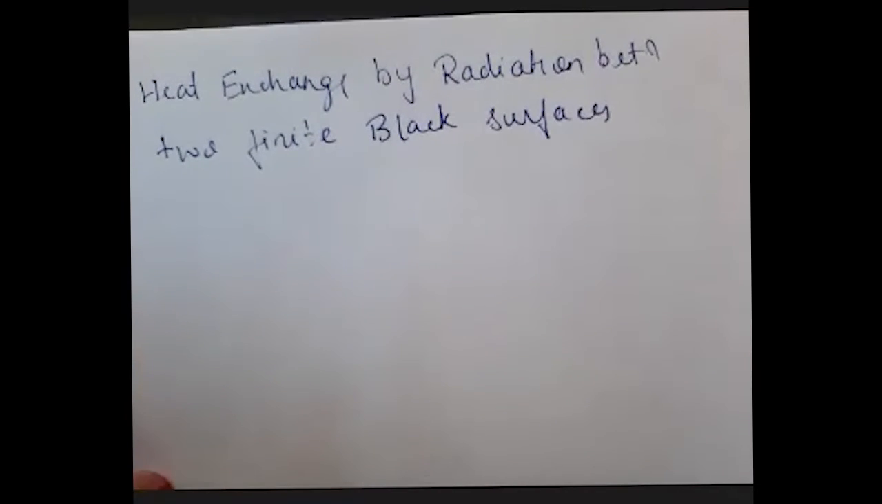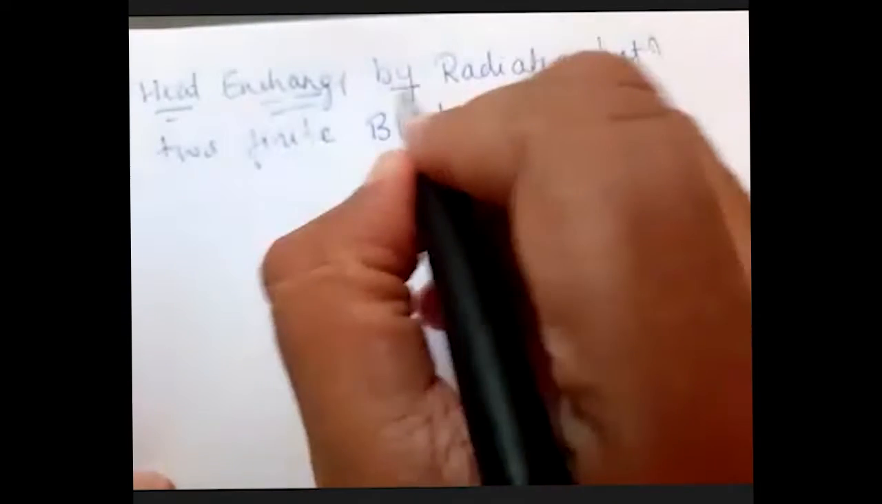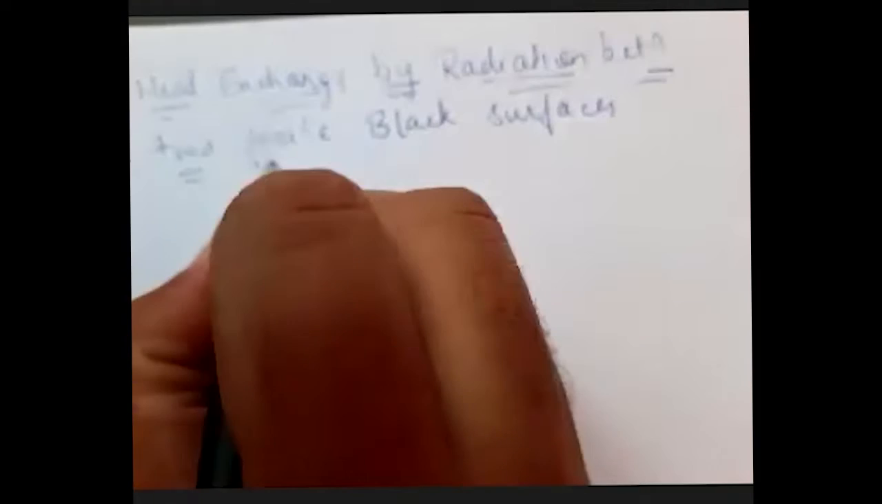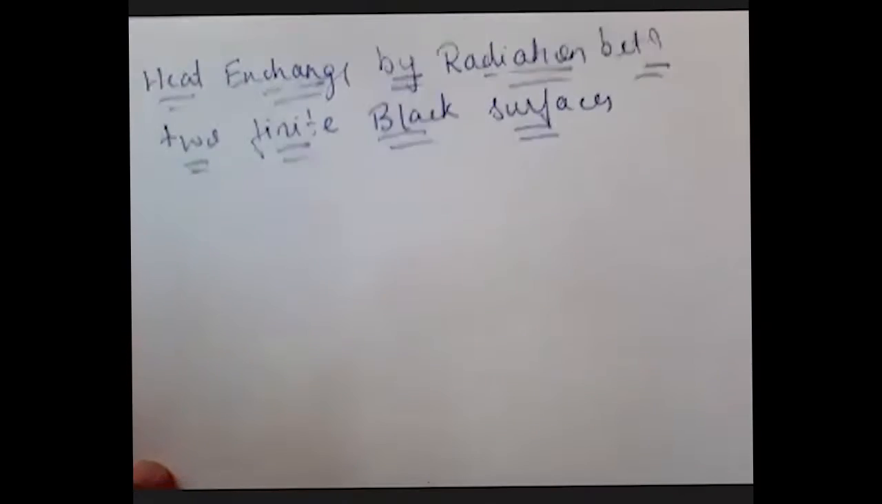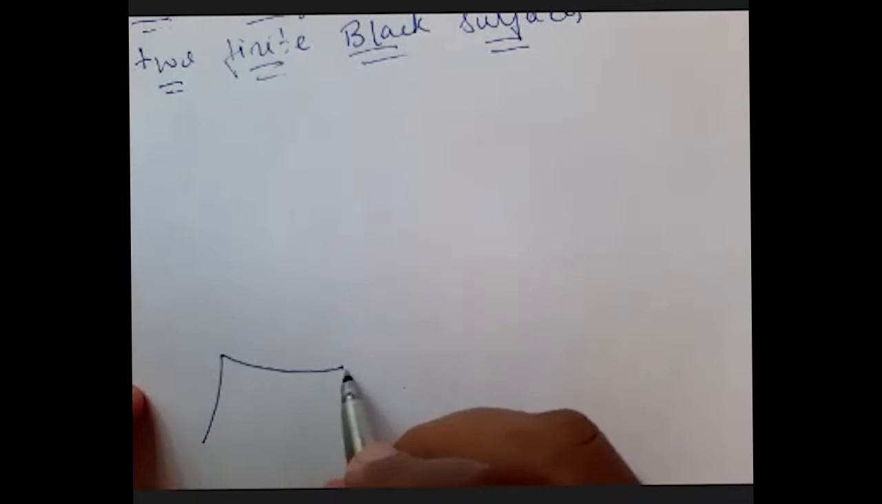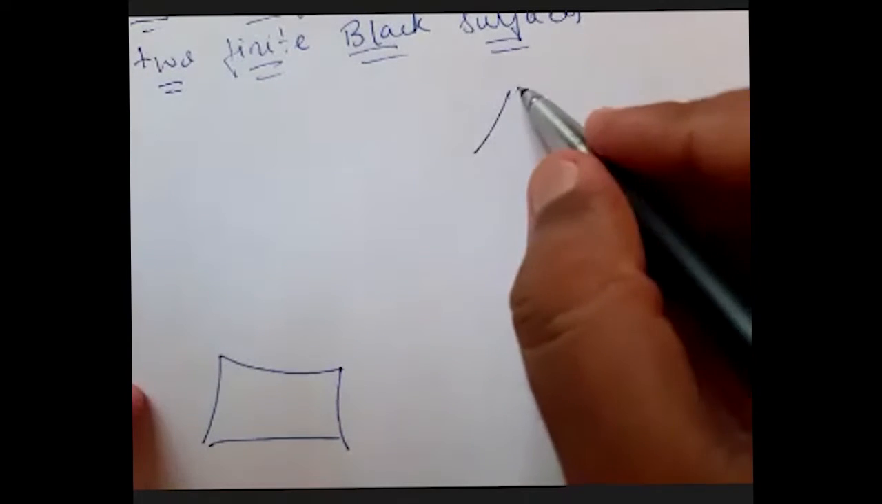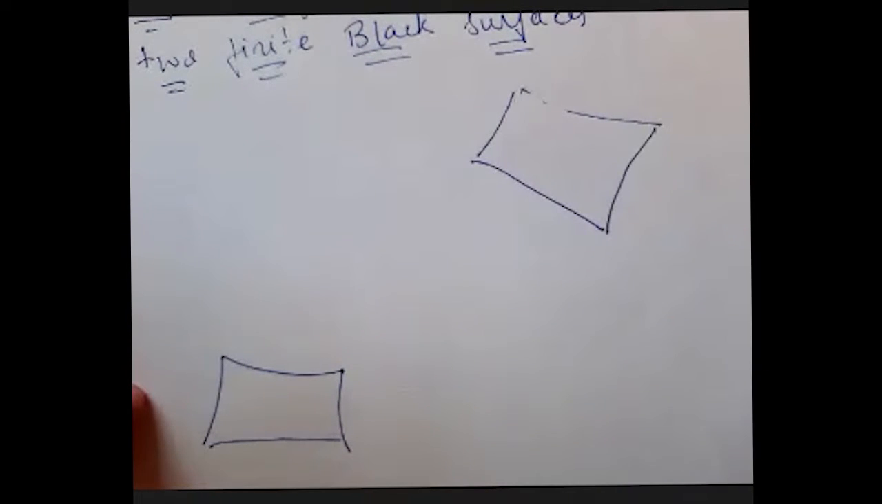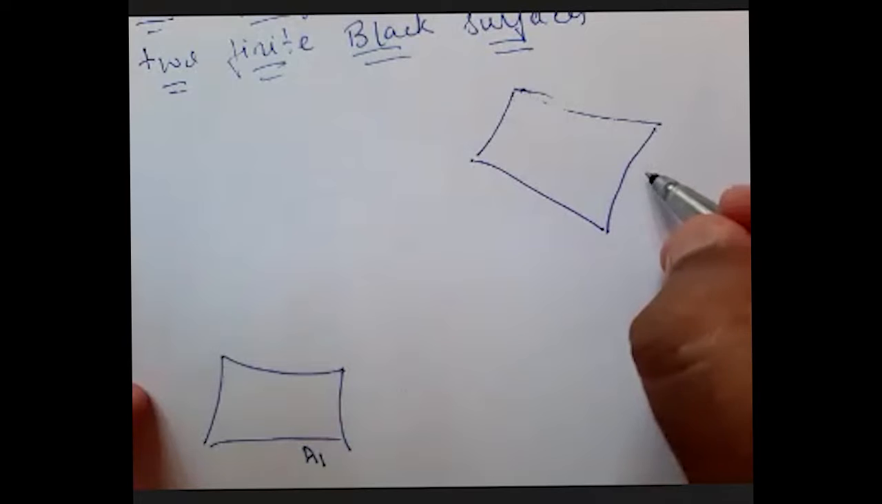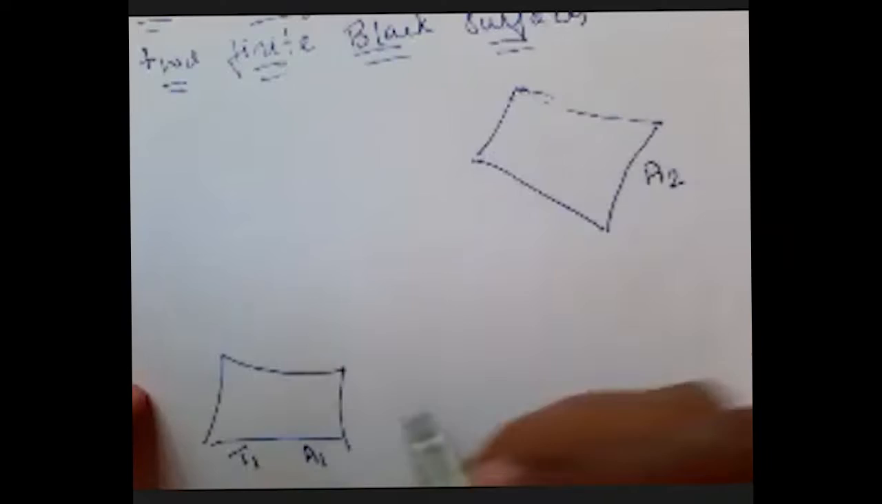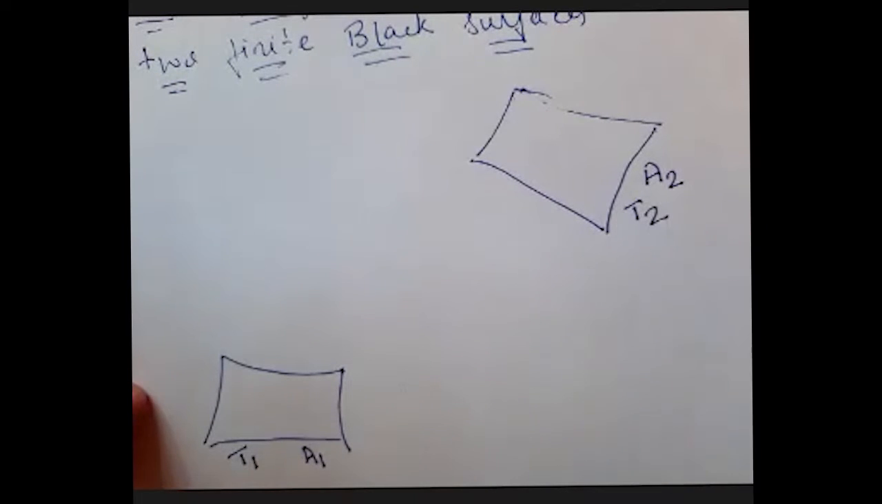So let us consider two surfaces. Let it be of any shape. It's not necessary that it has to be the same shape as what I'm drawing. I'm just going to consider two finite surfaces. Let me consider this surface area A1 and this surface as area A2, and let this surface temperature be T1 and this surface temperature be T2.